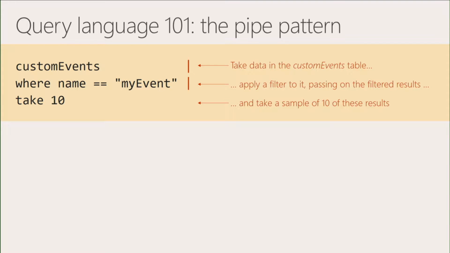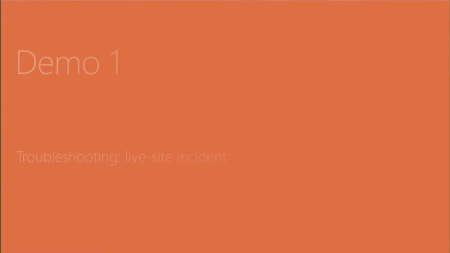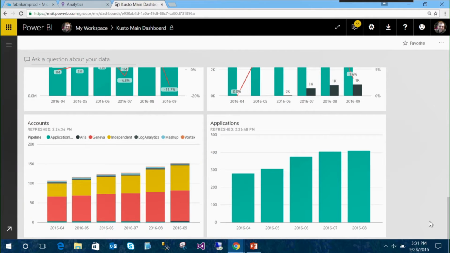In this case, we'll be looking at the custom events table. We just put down custom events, pipe operator. We want to look at the events that are called my event. And so we'll simply say where name is equal to my event. Again, pipe operator. Now pass the results of that into the next operator, and we'll take 10 results, which just limits what we're looking at. So it's as simple as that. And so now let's actually start writing some code and see how this looks in action.